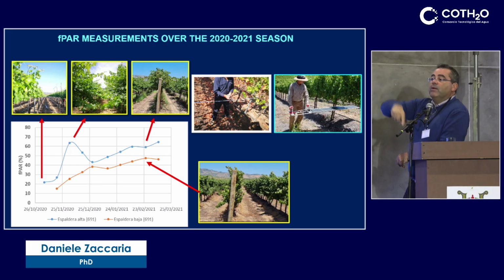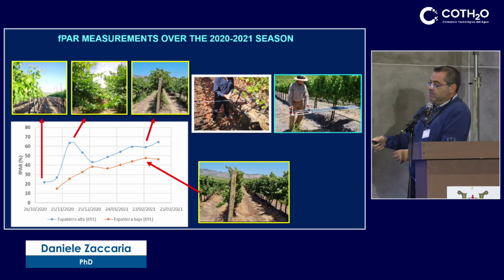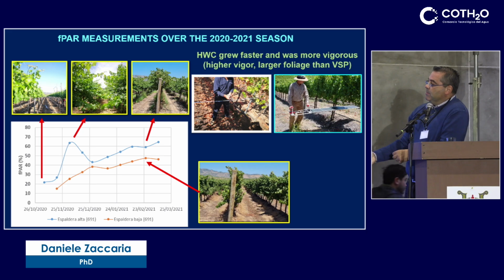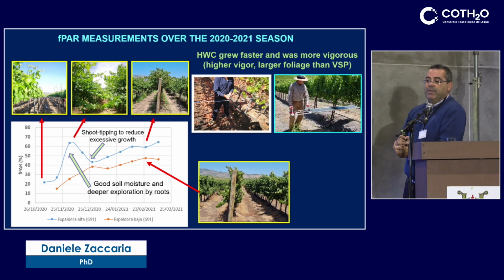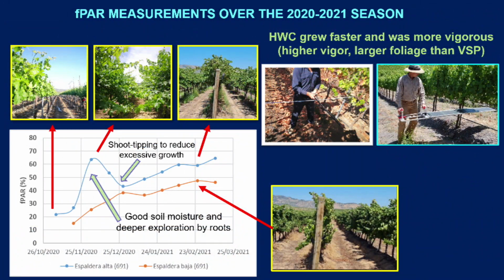And you can see the high wire in 2020, which was a good year, 2020, 2021, started like a jump start because there was enough water in the soil. And then later on, there was a little bit too much canopy. So Viña San Pedro operation did shoot tipping in order to balance the canopy with the production. But you can see here that these two types of trellis have different vigor if they are allowed to grow because of the water availability in the soil.